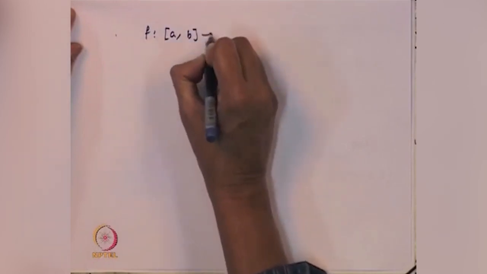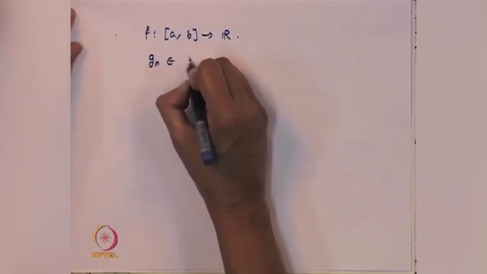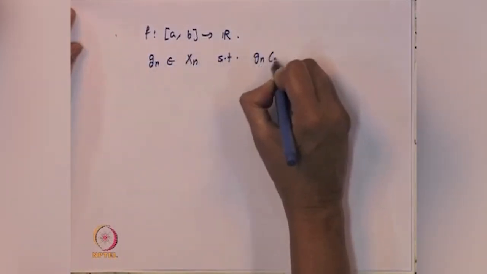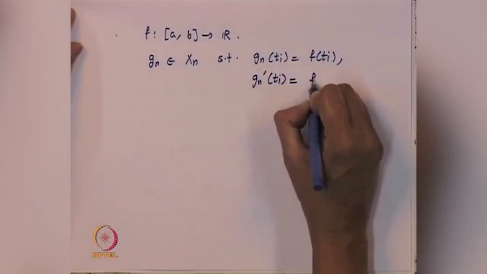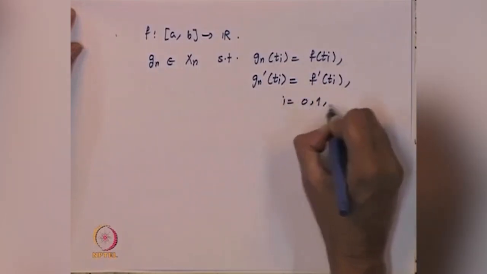And if we look at a function g which is continuously differentiable and piecewise cubic on the interval [t_i, t_{i+1}], and it interpolates our function f and the derivative at these n + 1 points. So, the dimension of our space is 2n + 2. We are putting 2n + 2 conditions, and then such a function is going to be unique. So, we have f from [a, b] to R, and g_n should belong to X_n such that g_n(t_i) = f(t_i), and g_n'(t_i) = f'(t_i), i going from 0 up to n.